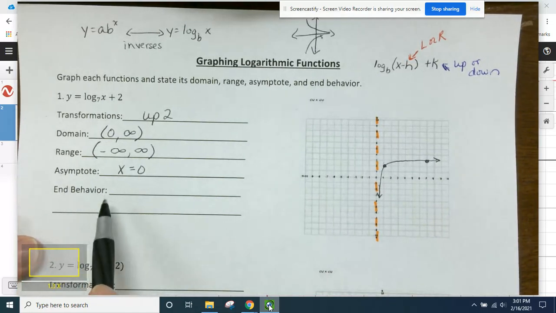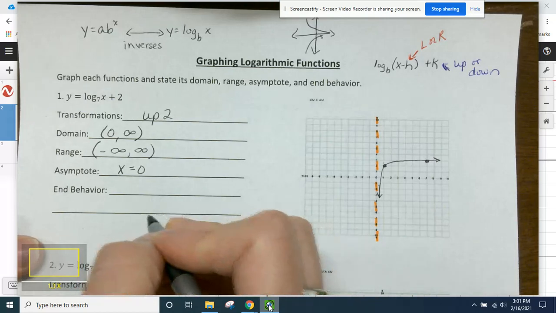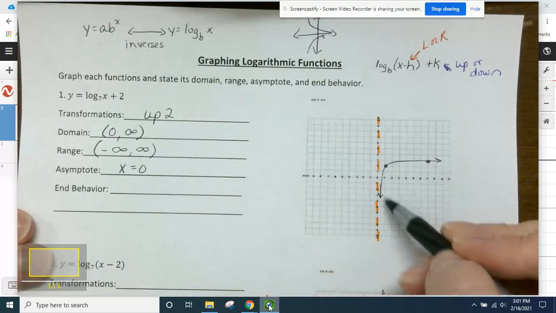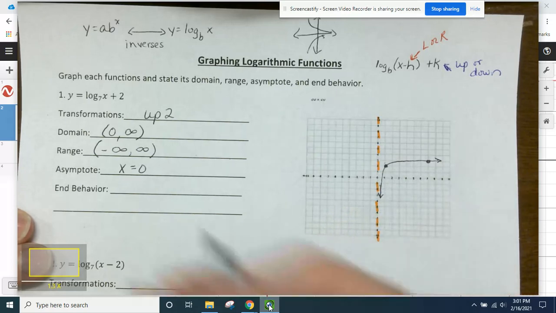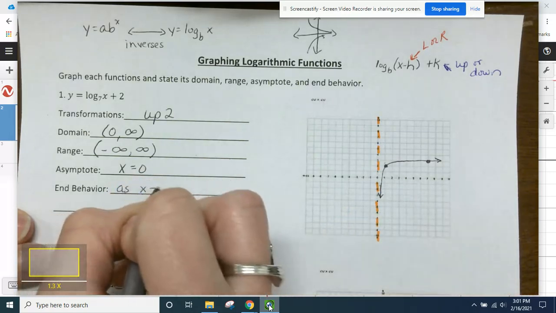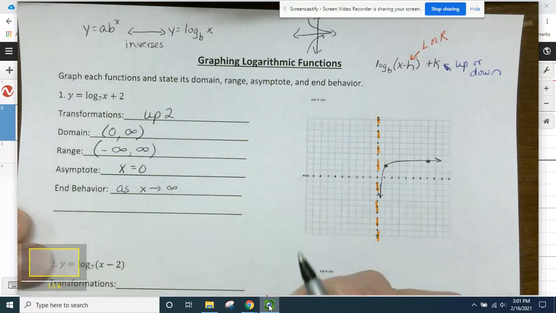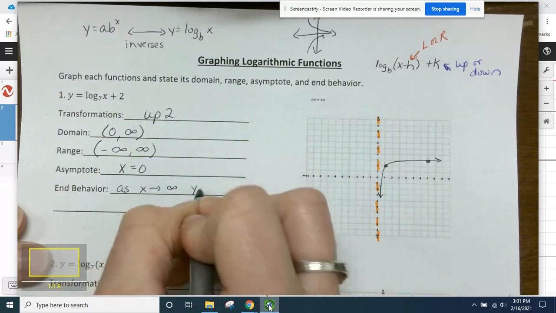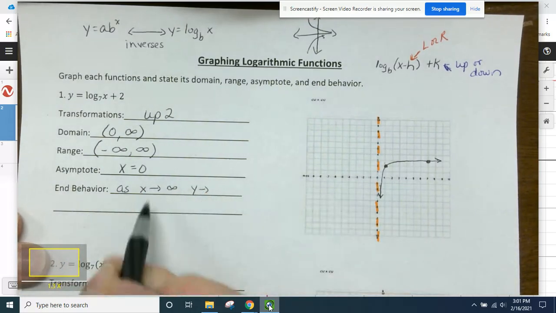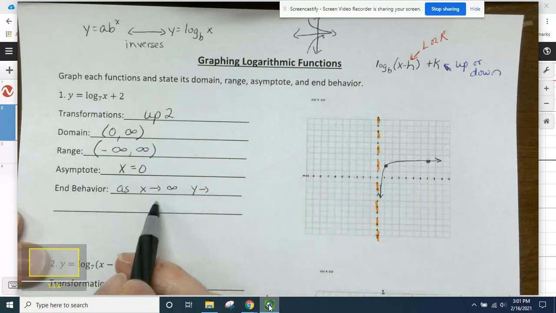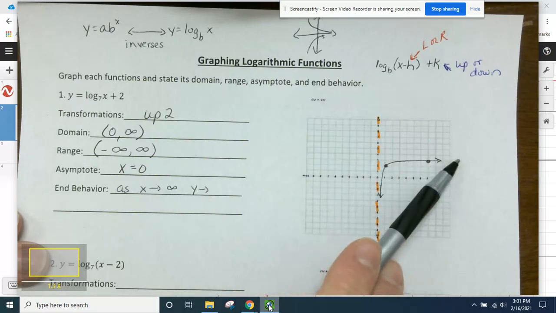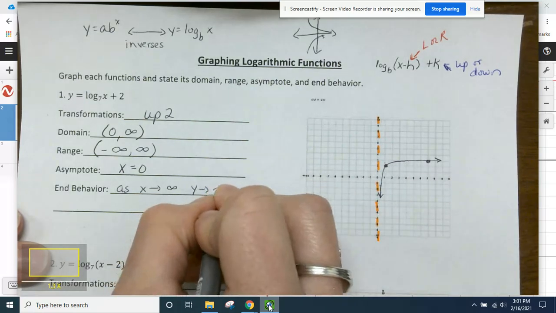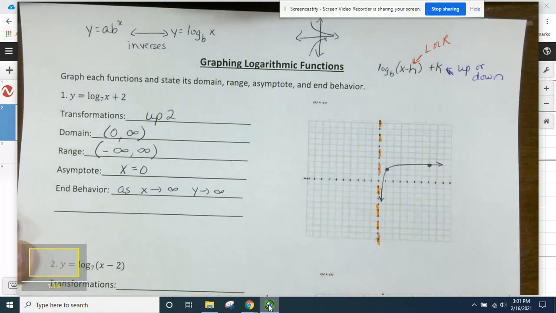Okay, now let's talk about end behavior. So we've got to talk about what happens to the end of this graph as x approaches positive infinity and as x approaches negative infinity. So as x approaches positive infinity, what does our y do? What does y approach? And we just use those arrows to indicate the word approach. So as x approaches infinity, so as x goes this way, what does y do? Well, y also approaches infinity. We call that end behavior.